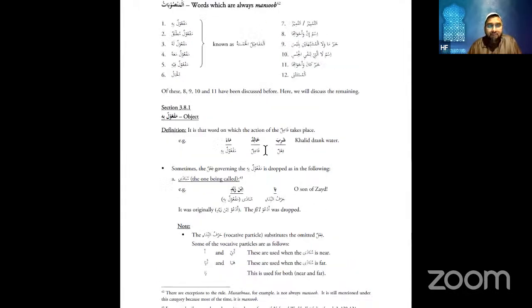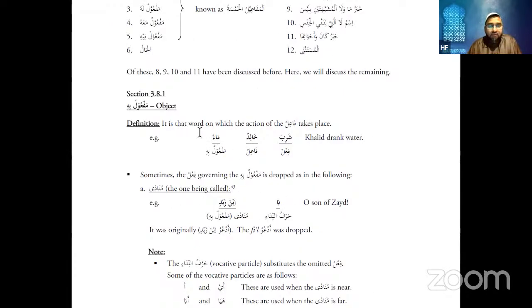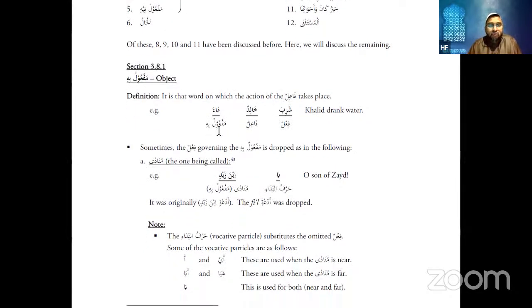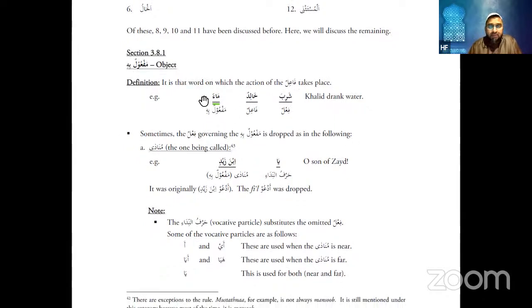So for example, maf'ul bihi is that word upon which the action of the fa'il takes place. When we say shariba Khalidun ma'an, Khalid drank water. The action of drinking of Khalid happened upon the water itself, so this is called the object. And in the Arabic language, the object of a verb is always in the accusative, mansub case. Shariba is the verb, Khalidun is the doer, ma'an is the maf'ul bihi.